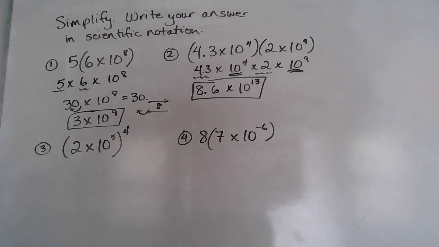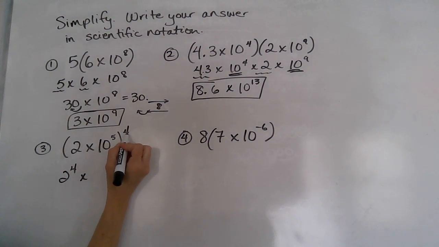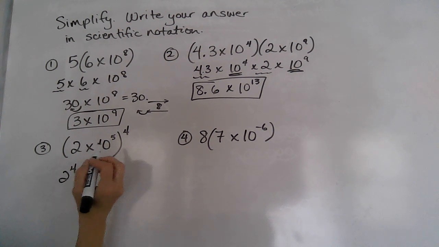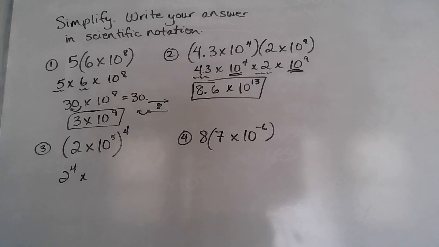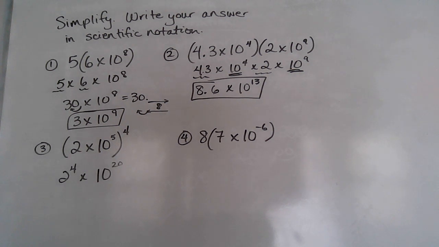All right, number 3, we have a power being applied to a number in scientific notation. Remember, you can just apply that power to each piece. So this would become 2 to the 4th, and this would become 4 sets of 10 to the 5th. So we have 10 to the 5th, 10 to the 5th, 10 to the 5th, 10 to the 5th. That gives us 20 10s, 10 to the 20th. Remember, the shortcut is just to multiply your exponents.